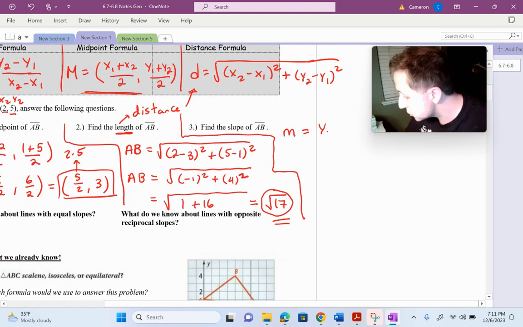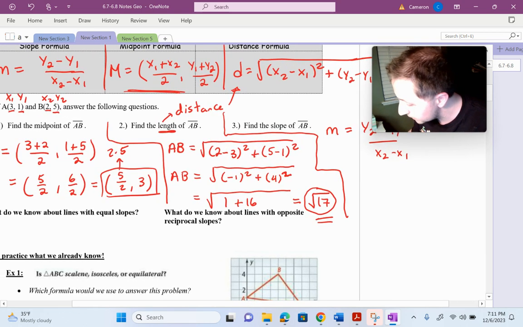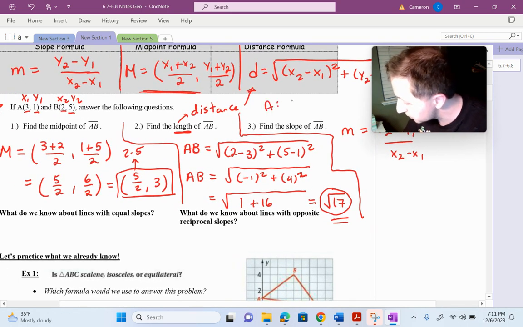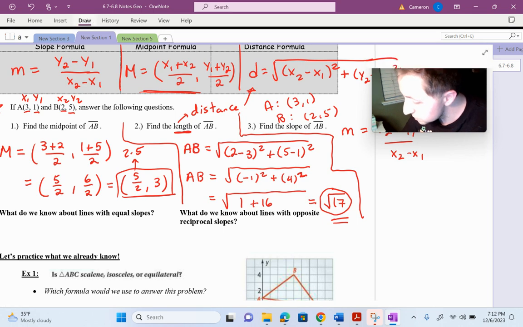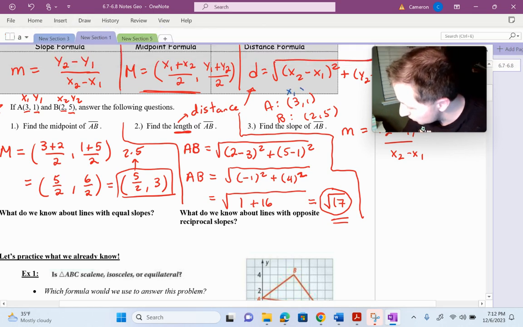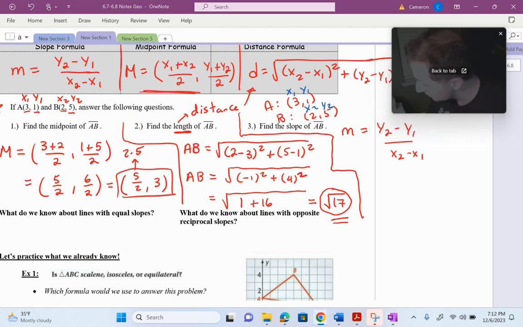This would be y2 minus y1 over x2 minus x1. And my ordered pairs ran out of space, so I'm going to rewrite them over here. A was 3, 1, and B was 2, 5. This was my x1, y1, and this was my x2, y2. So my slope would be, ooh, there we go.